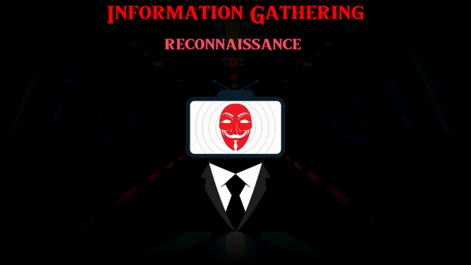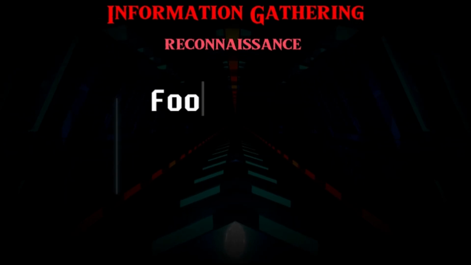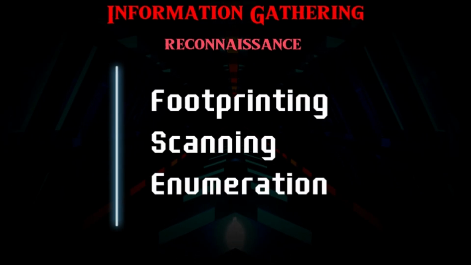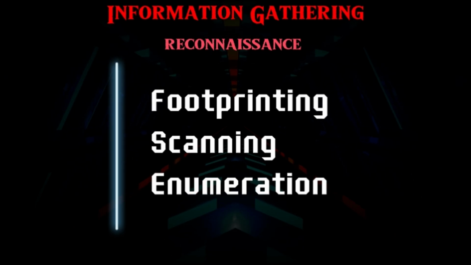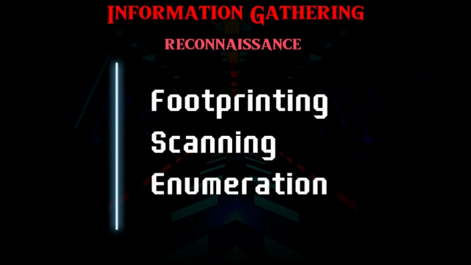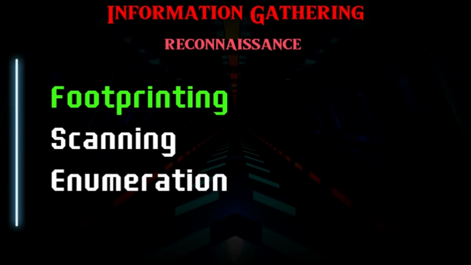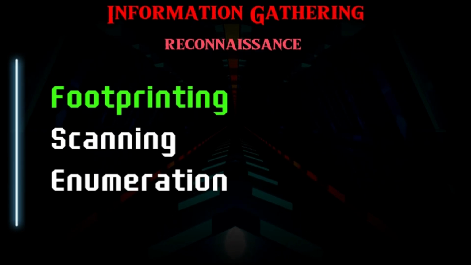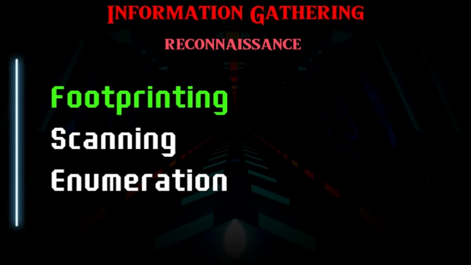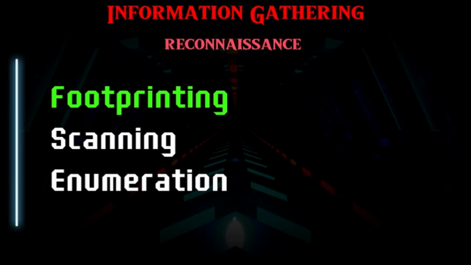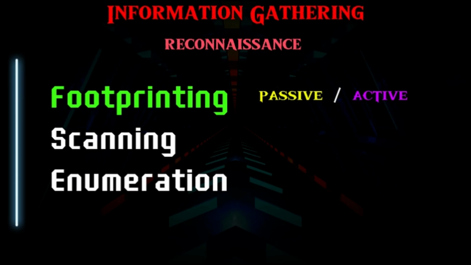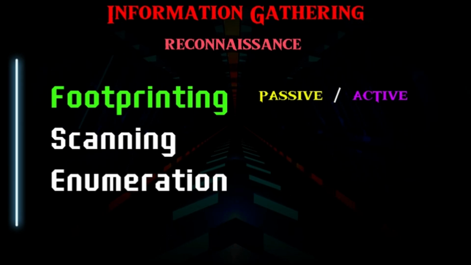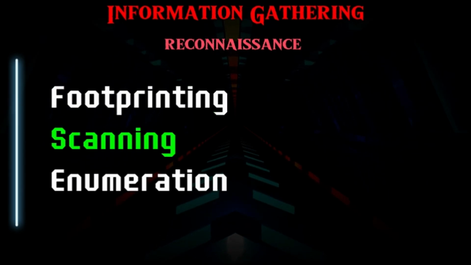Some students are confused about footprinting, scanning, and enumeration. These are techniques used in the reconnaissance phase of information gathering about a target system or network. What is footprinting? This is the initial phase where an attacker gathers as much information as possible about the target, which may include network addresses and services. It involves passive and active methods to collect data without alerting the target.